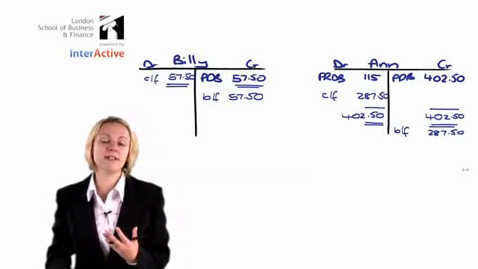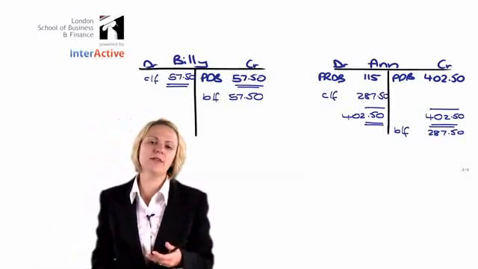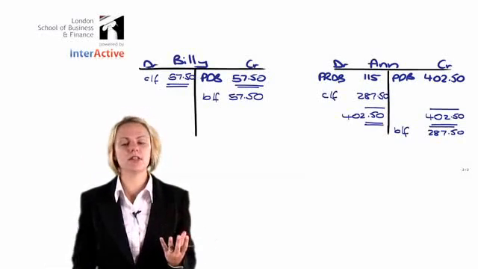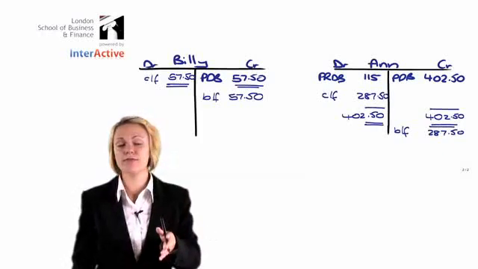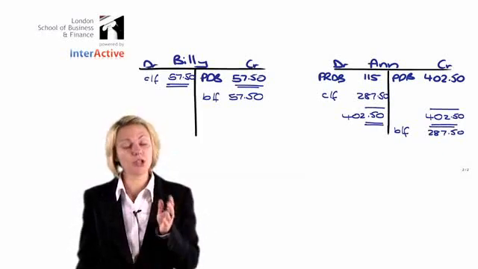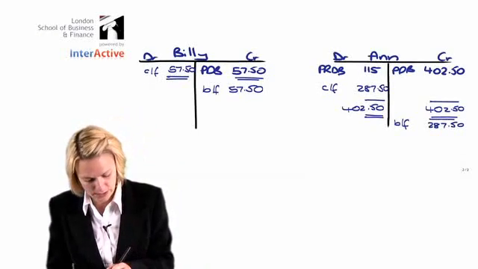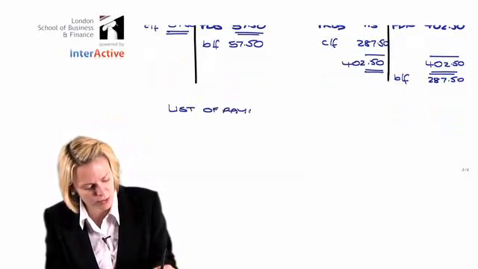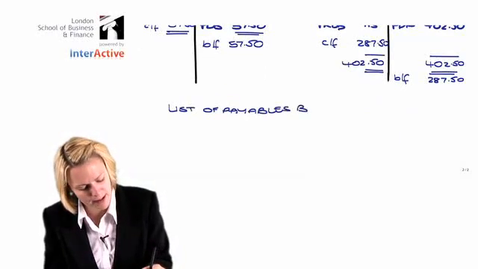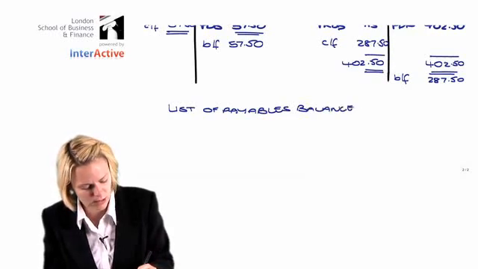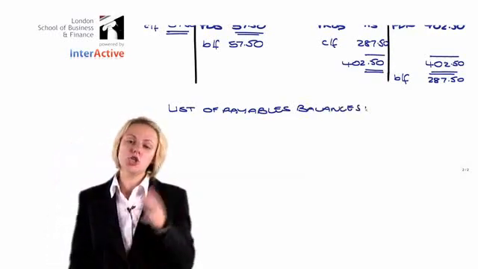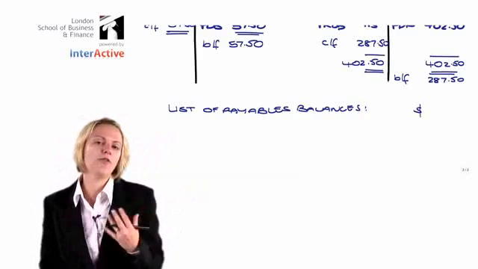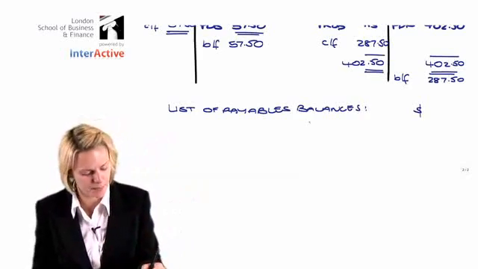Now, do you remember what we did in the last video? We said that with receivables, we had to make sure that the balance on the receivables control account reconciled or matched with the list of receivables balances. Well, we're going to do exactly the same for payables. So, we're going to prepare a list of payables balances at the year end, just to double check that we have done all the postings correctly. Okay, so this is a form of controlling our accounting system.